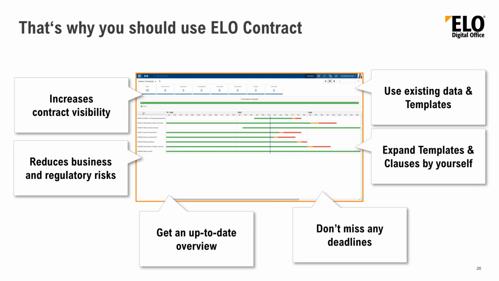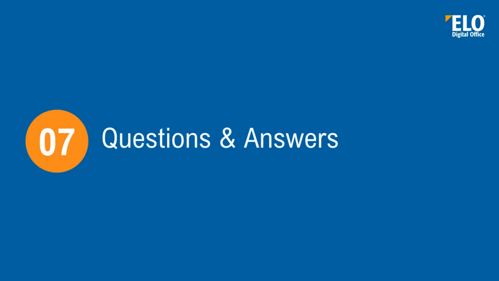You won't miss any deadlines in the future, because you get an automatic notification. You have an up-to-date overview of the contracts, and it reduces business and regulatory risks, because it's the first time where you know how many contracts you have in your company, and maybe how many contracts are useless in your company, for example. So that's it. That's why you should use ELO Contract for managing your contracts in your company.